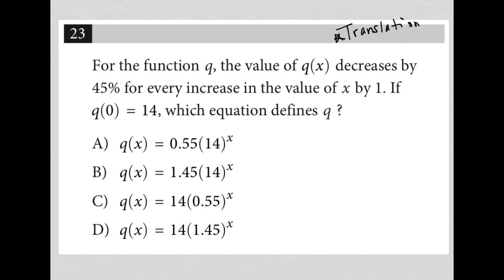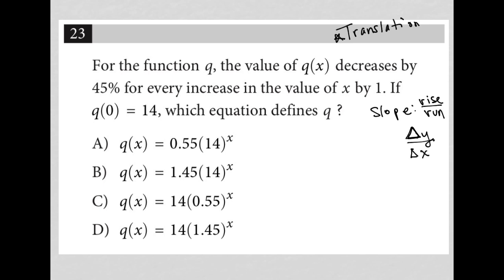So the question says, for the function q, the value of q of x decreases by 45% for every increase in the value of x by 1. Okay, so that sounds like a slope to me. First of all, slope represents rise over run. Another way to think of that is change, which is represented by delta, or this triangle, change in y divided by the change in x.